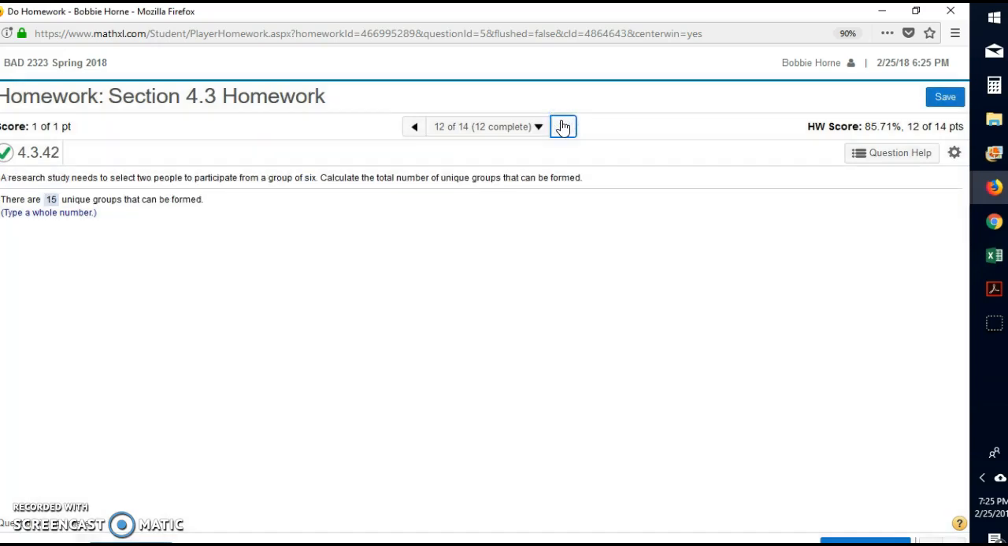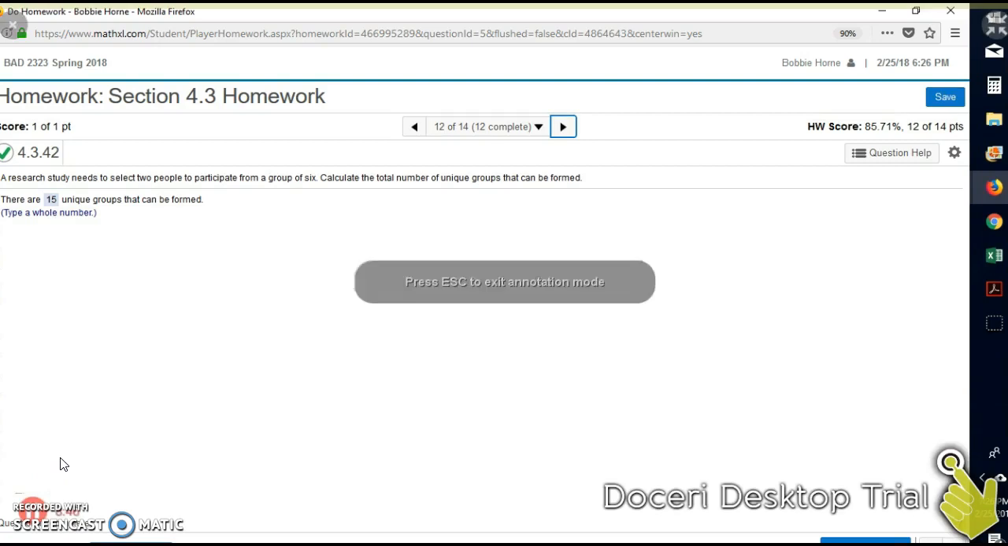Okay, and then for number 12, a research study needs to select 2 people to participate from a group of 6. Calculate the total number of unique groups that can be formed. So we're picking a group, kind of like picking the starting lineup for a team. The order's not really important, it's a group of 2 people anyway. Let's see if I can remember what the numbers were. I believe it was 6 people, and we're picking groups of 2, and the order doesn't matter.